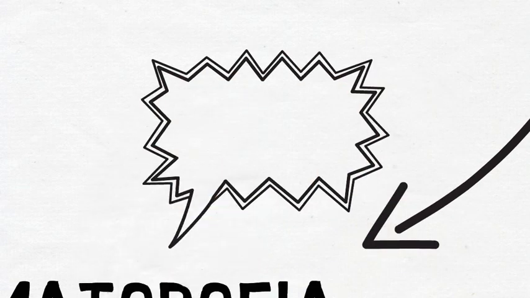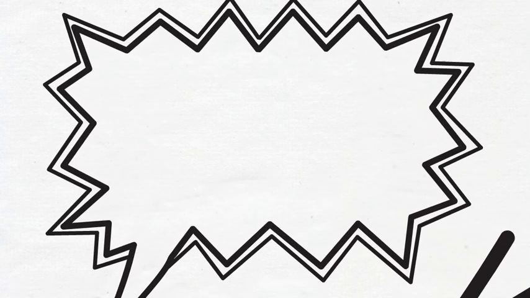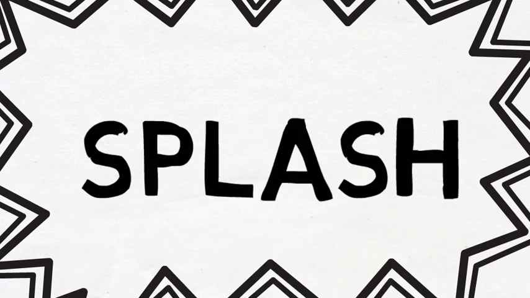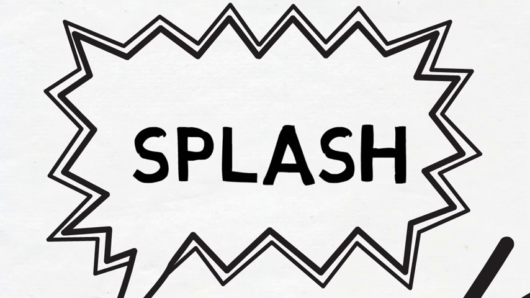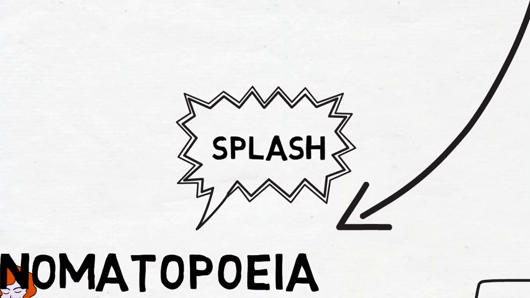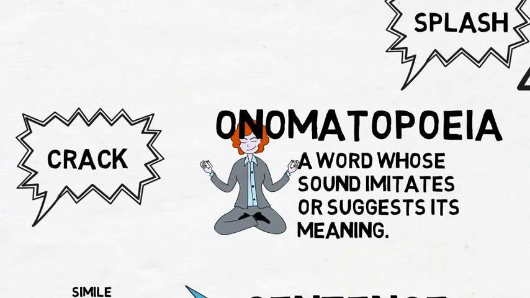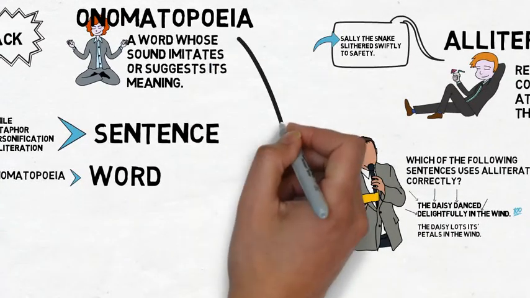Menyiram, memercikkan air. What do we call it? Atau bunyinya gimana kalau kita siram air seperti ini? Kita seperti siram air gitu. Hush, splash, splash. So what in English memercikkan air? Splashing the water. That is why they call it splash. Right? Karena bunyinya terdengar bagi mereka adalah splash. That's what we call onomatopoeia.